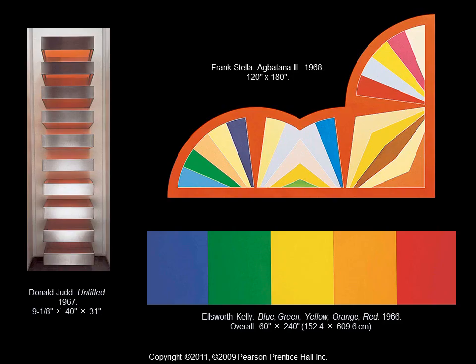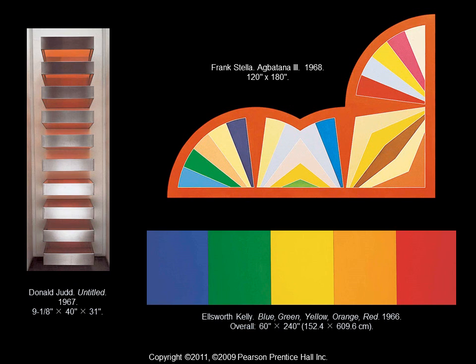The next group of artists that we'll be looking at worked in minimal art. They were called minimalists. In this slide, we have three examples of minimalist work. On the left, we have Donald Judd's Untitled from 1967. On the top right, we have Frank Stella's Agbatana Number 3 from 1968. And on the lower right, we have Ellsworth Kelly's Blue, Green, Yellow, Orange, Red from 1966.